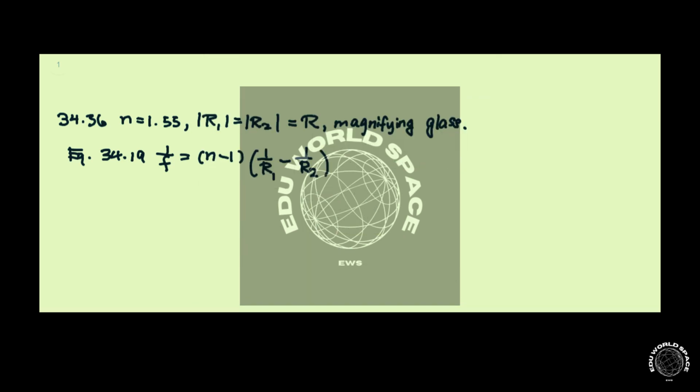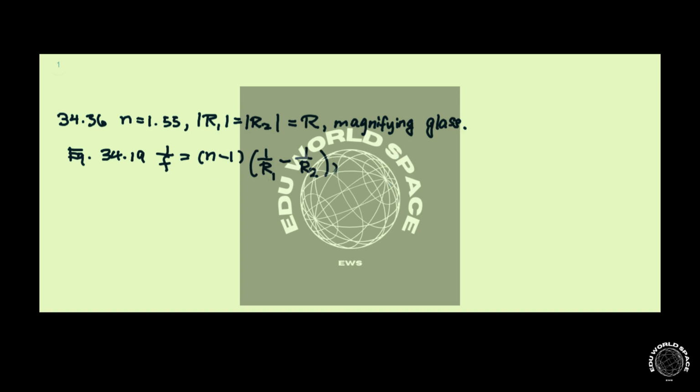In problem 36, we have that a lensmaker wants to make a magnifying glass with a lens that has an index of refraction of 1.55, and the radii of curvature, R1 and R2, are to have the same magnitude. So let's just call the magnitude of R1 and R2 R. To solve this, we'll use the lensmaker's equation, which is equation 19. We have 1 over the focal length is equal to the index of refraction minus 1, multiplied through 1 over R1 minus 1 over R2.